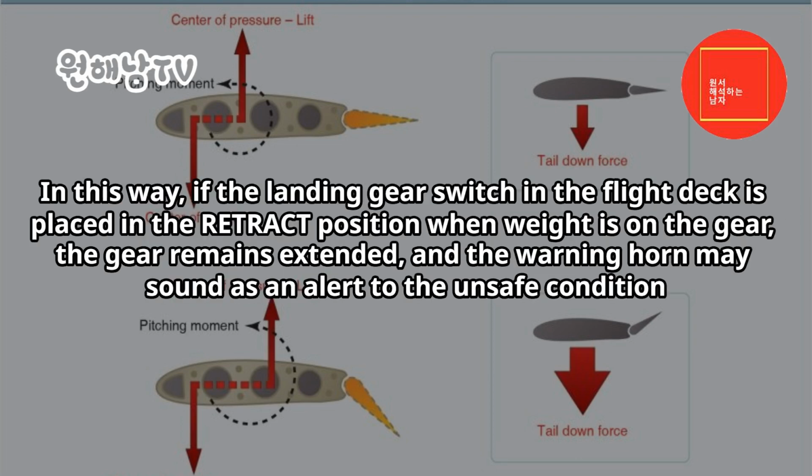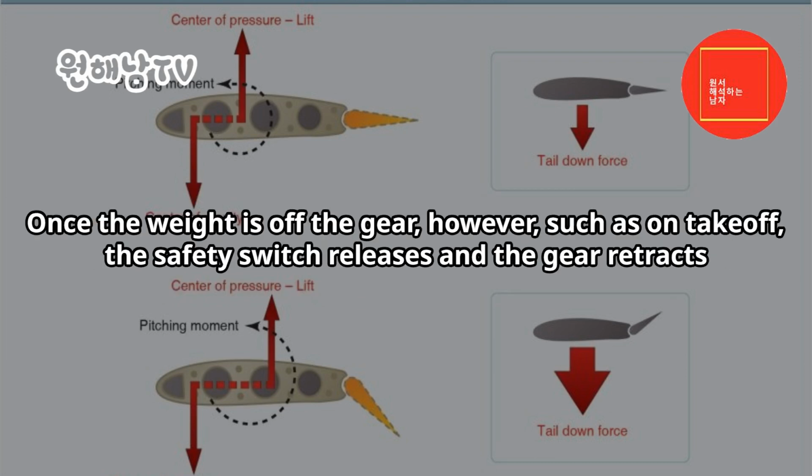In this way, if the landing gear switch in the flight deck is placed in the retract position when weight is on the gear, the gear remains extended, and the warning horn may sound as an alert to the unsafe condition. Once the weight is off the gear, however, such as on takeoff, the safety switch releases and the gear retracts.